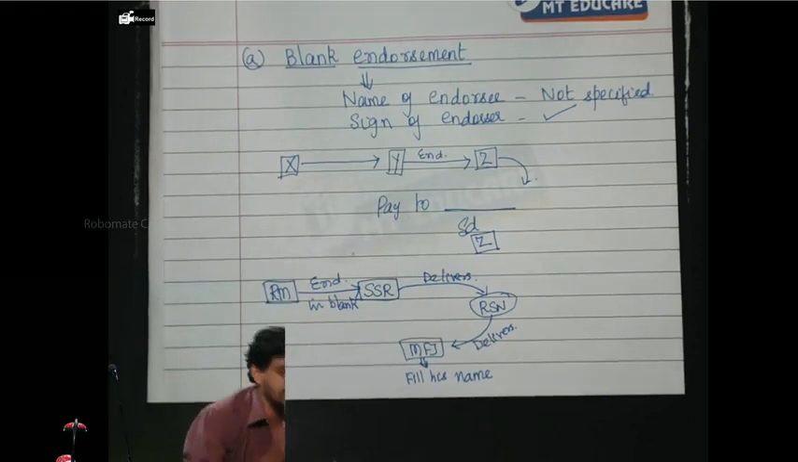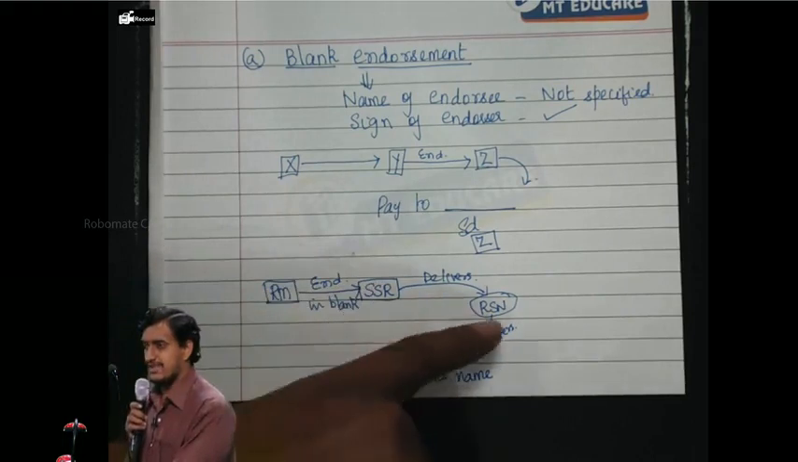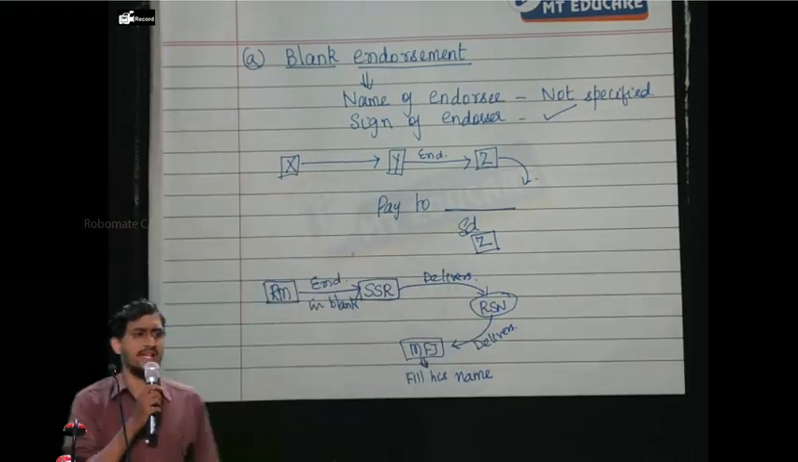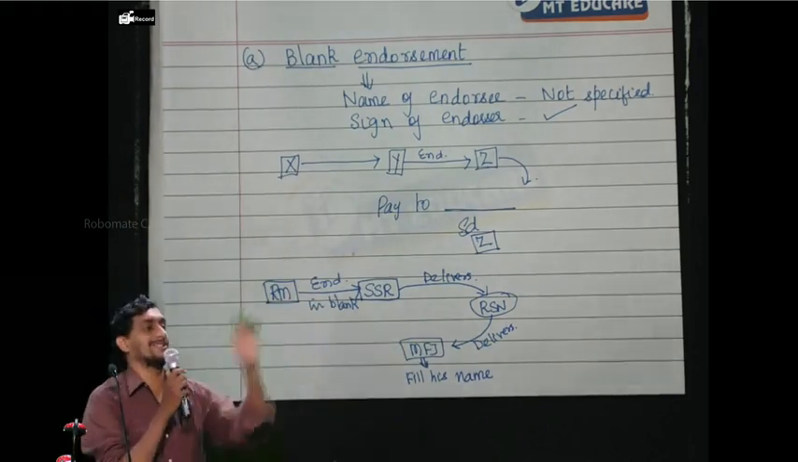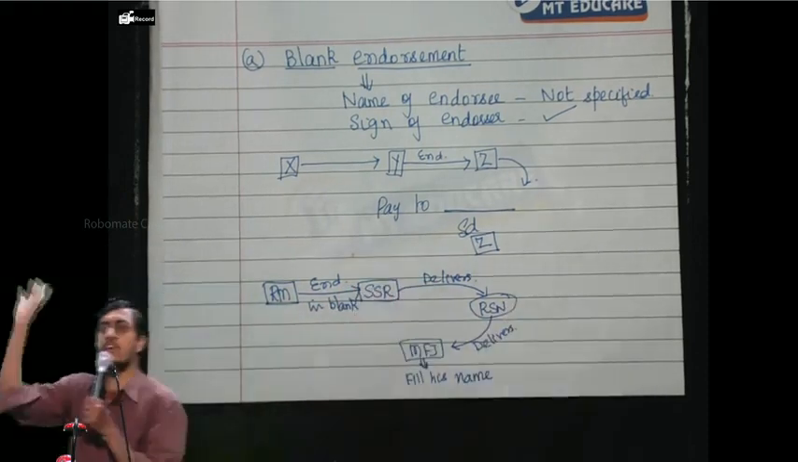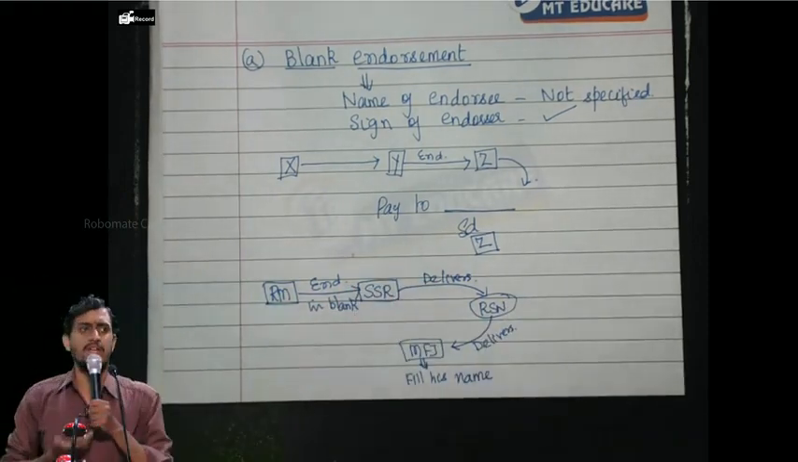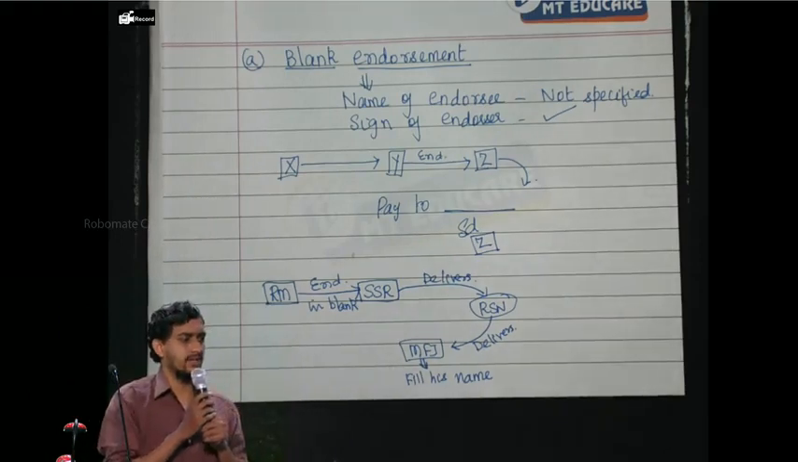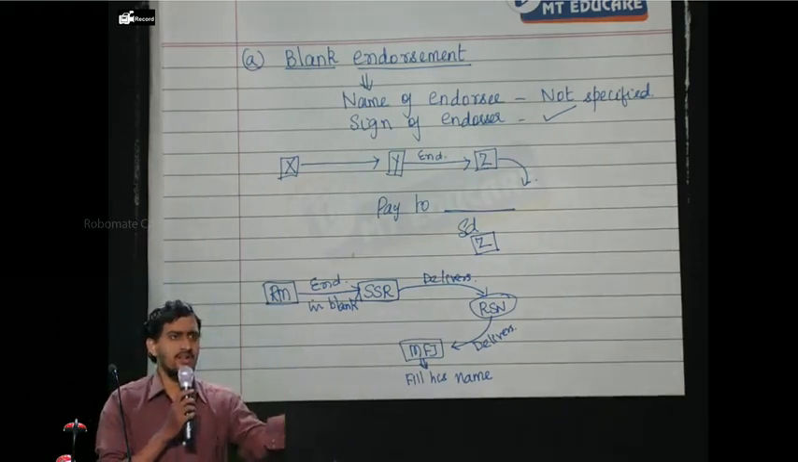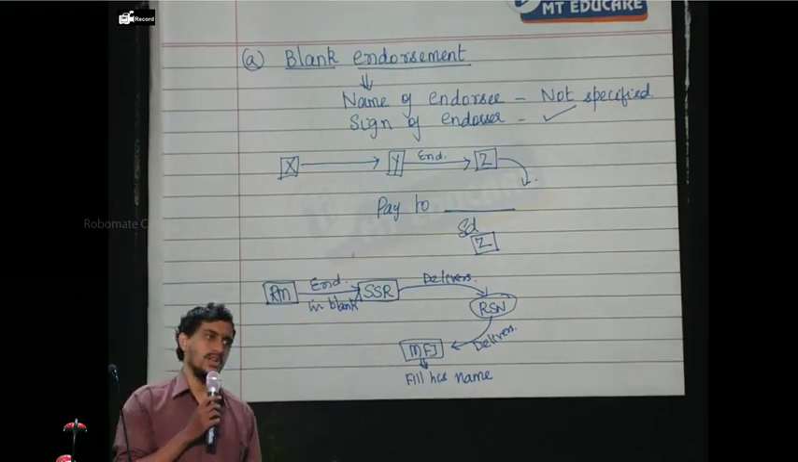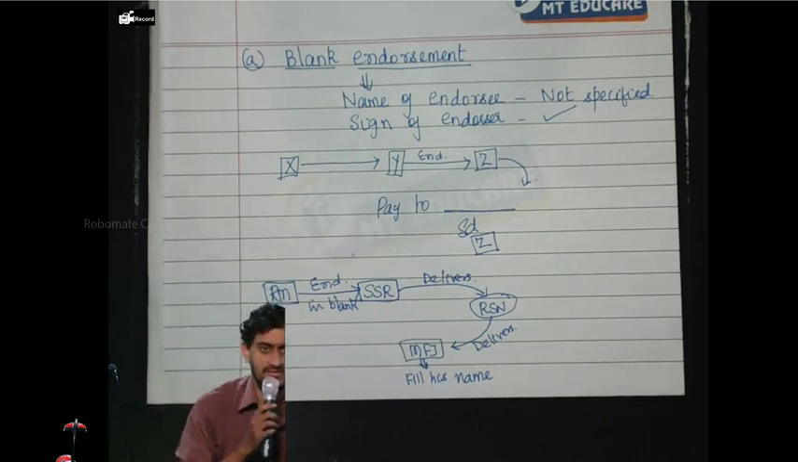Respond, my dear friends. Here SSR only gave the instrument to RSN, correct or not? RSN only gave the instrument to MFJ, correct or not? Tomorrow if the instrument is dishonored, will SSR and RSN be liable or not? They will not be liable. They will ask a simple question: show where my name is in the instrument. My name is not there in the instrument, so I am not liable.